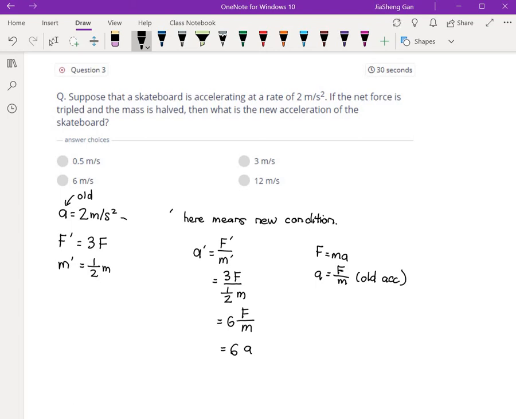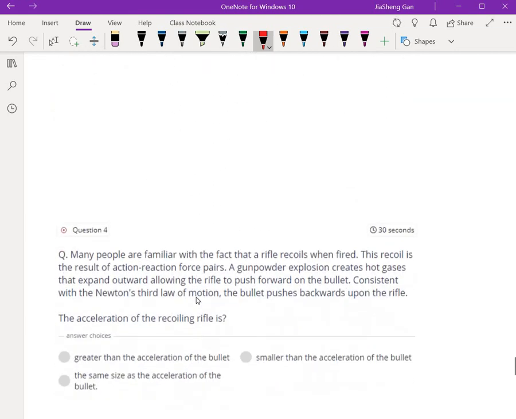Since the old acceleration is 2 meters per second squared, we put in this 2 meters per second squared and we get our answer as 12 meters per second squared. So the answer is 12 meters per second squared. It's an acceleration, so I'm supposed to have the square here. There's a problem with this question. Okay. Next.